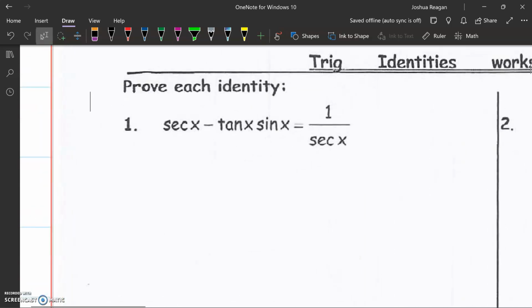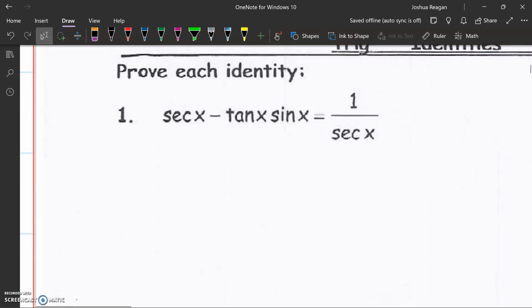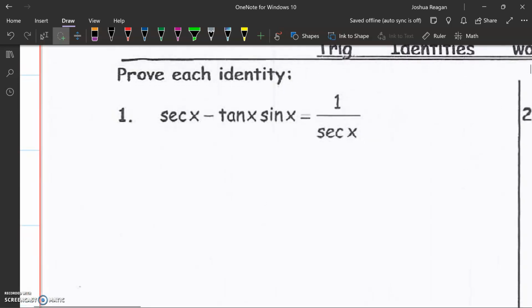So the first one asks us to prove each identity, right? If we're proving the identity, we want to prove that this left side is equal to this right side. So we're going to want to work with these expressions and manipulate them so that this left side and this right side end up being the same thing. That way we've proved that this left side equals this right side. You'll see what I mean here in a second.